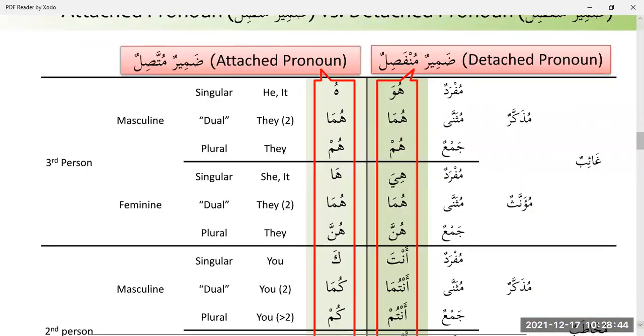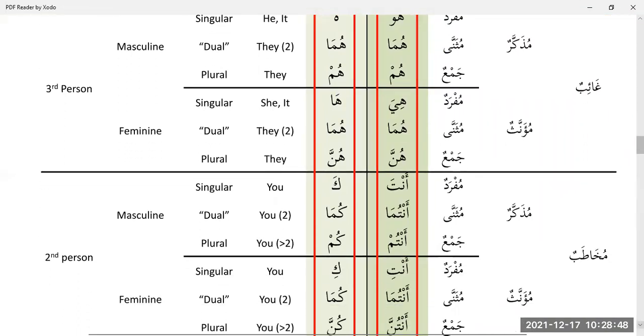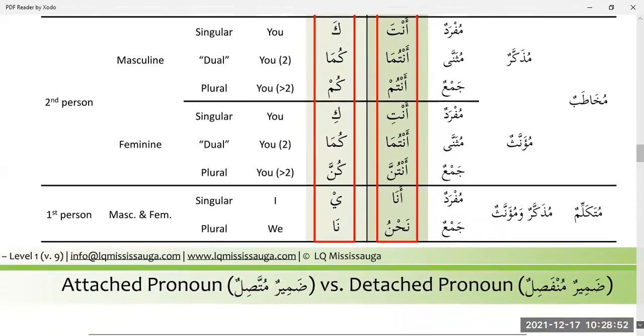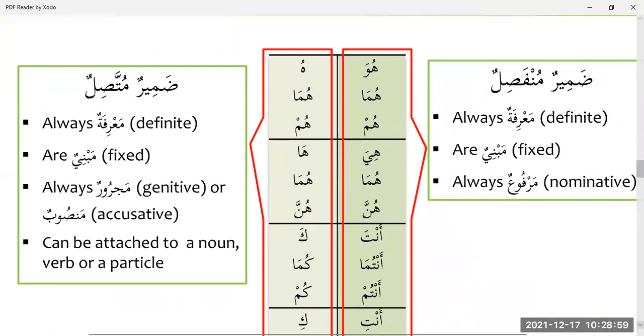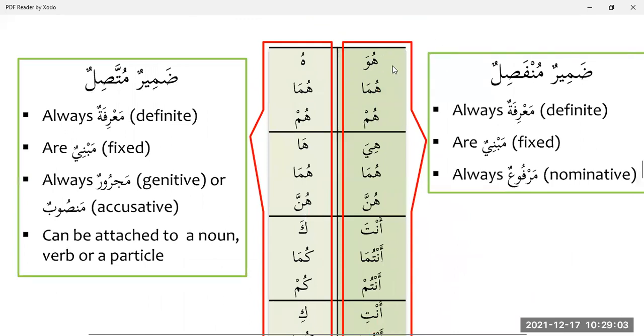And this is a comparison we have just now learned about. The first line is damir munfasil, detached pronouns, separate pronouns. Separate pronouns are always definite. Separate pronouns are always fixed. Separate pronouns are always marfu'un, nominative case. Their ending is nominative, even though they don't have dhamma. Their ending doesn't have dhamma, but they all are in nominative case, marfu'un.